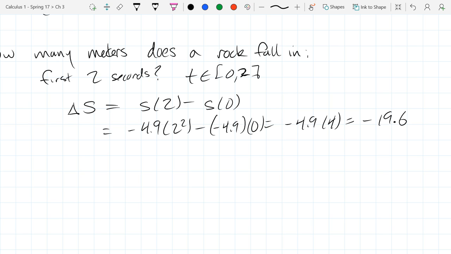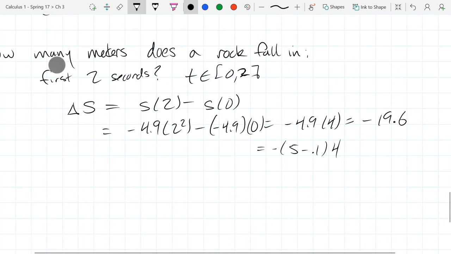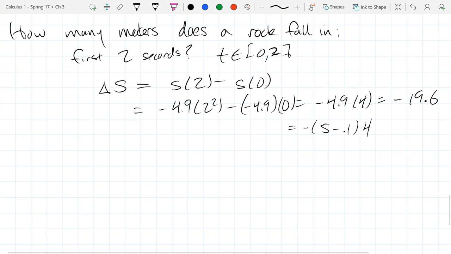Questions on that. Now, just to warn you, I really suck at multiplication, so the way I did this, that's how I did the multiplication. Multiplied 5 by 4 and then subtracted 0.1 times 4. All right, so that's how far it fell in the first 2 seconds, almost 20.